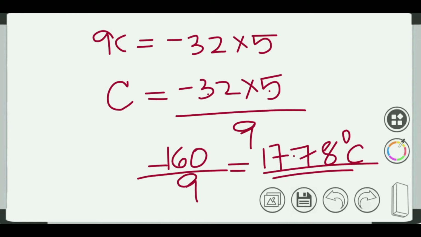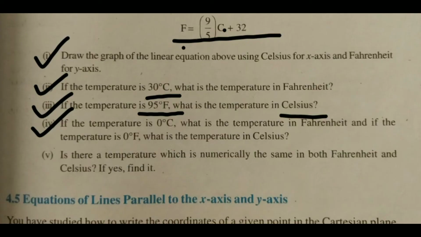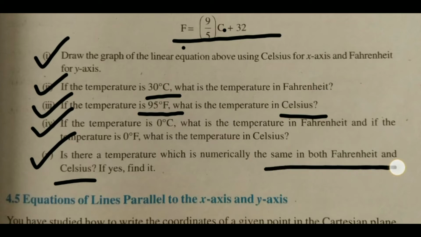Now the last one, last sub question. Is there a temperature which is numerically same in both Fahrenheit and Celsius? If yes, we need to find it. How will we find it? Numerically same both in Fahrenheit and Celsius means F is equal to C. They are telling they should be equal. So you can take F is equal to C.